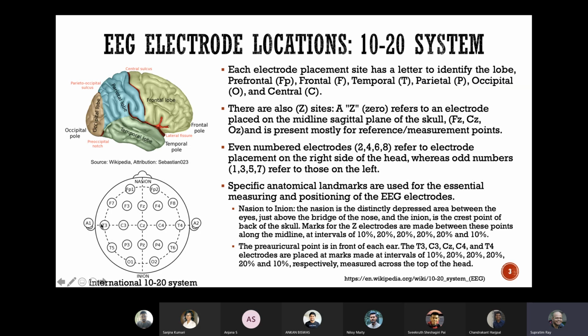The left side is odd. And then temporal is this area corresponding to the temporal lobe here. This is parietal. Then this is central, and this is frontal. This is frontal pole. And then this Z is the center line, the midline here. So it's neither this side nor that side. So this is FZ, CZ, and PZ. This is the 10-20 system. You can read about how it's done here. Won't get into that much detail.